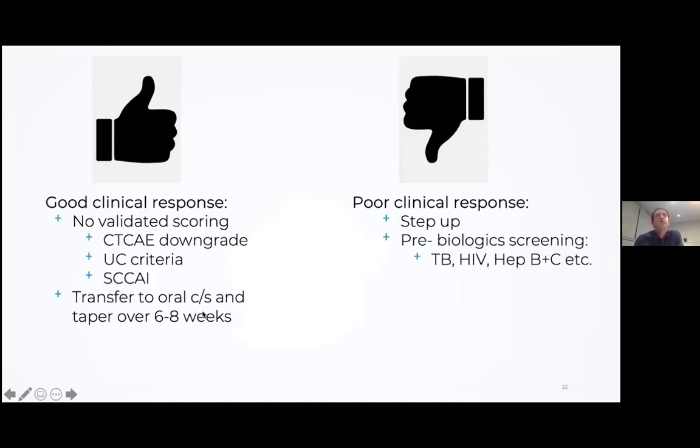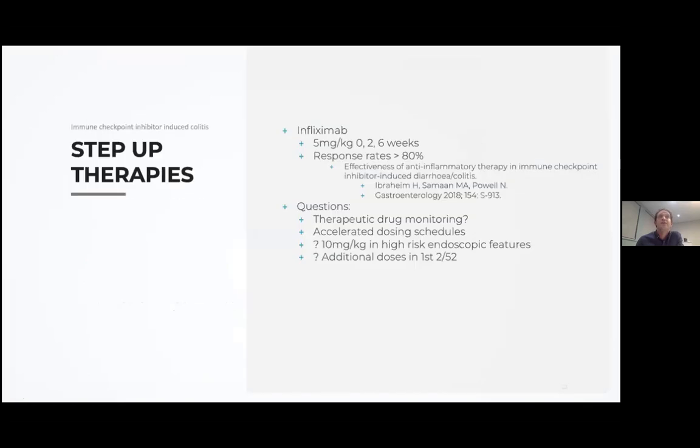If patients are improving, we would transfer to oral corticosteroids and taper over 6 to 8 weeks, and that would essentially be the end of the story. Depending on the agent, reintroducing the immune checkpoint inhibitor for the anti-cancer effects would be up to the oncologist. Patients who've had a poor clinical response, hopefully we would potentially have picked those up early and initiated the pre-biologic screening, and then escalated from there.